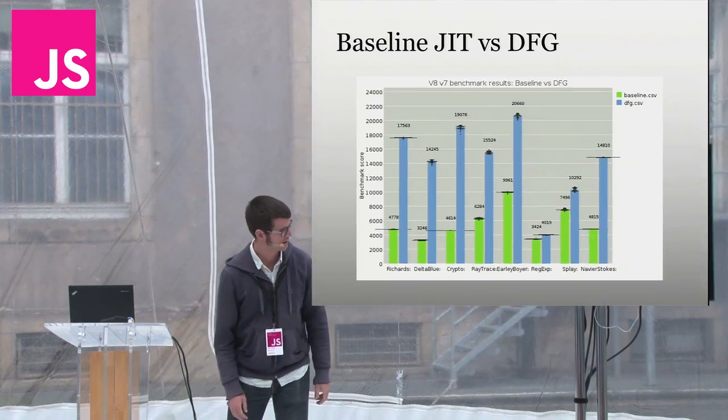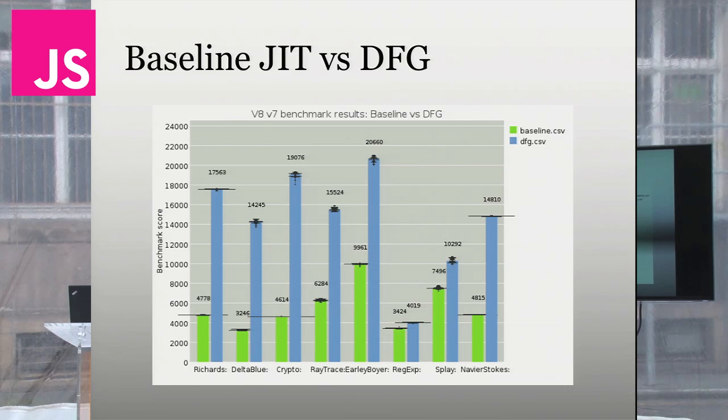I have a graph here. I'm not sure if these numbers are terribly visible to y'all. The green bars correspond to this baseline JIT, which doesn't do any global analysis, and the yellow bars correspond to the DFG JIT, which is the optimizing compiler. And you can see we get 3 and 4 times improvements, except on the regular expression one, which I'll talk a little bit later about.